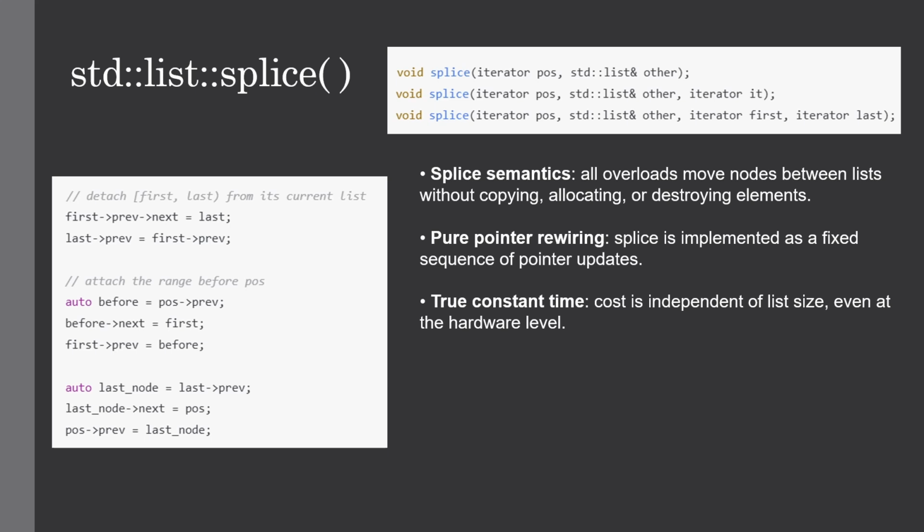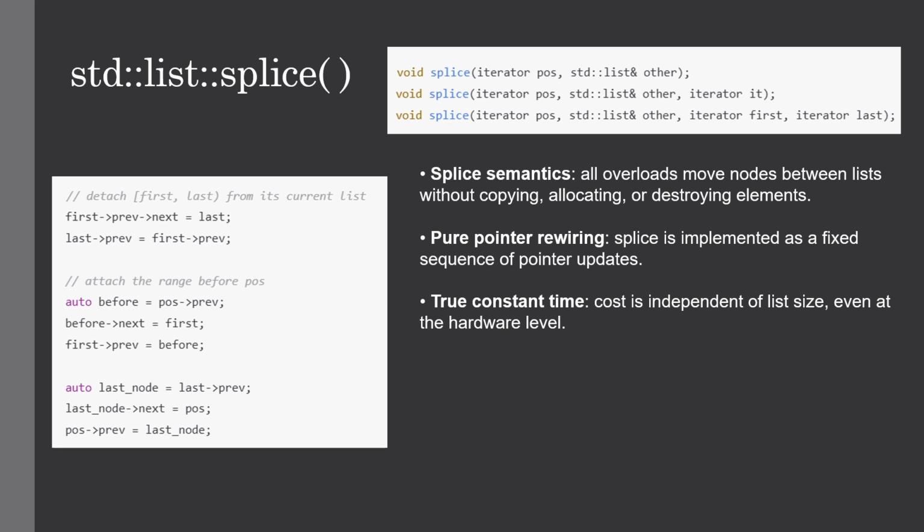To see why this is powerful, consider the conceptual pointer operations involved in splicing a range first to last before position. So what do we do here? We detach the range first to last from its current list. So first->prev->next, whatever is the element before first in that list, we go to its previous one, and then we change the next pointer to last. And we go to last->prev, and we make it first->prev.